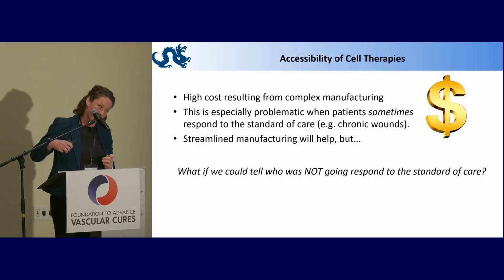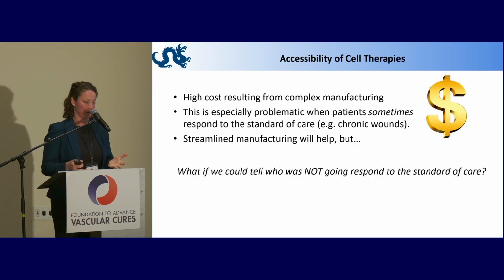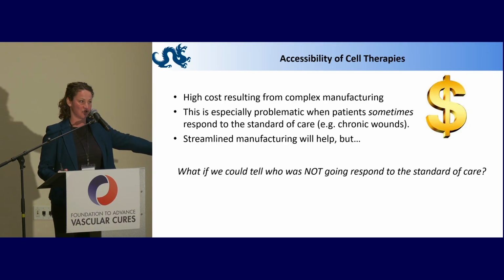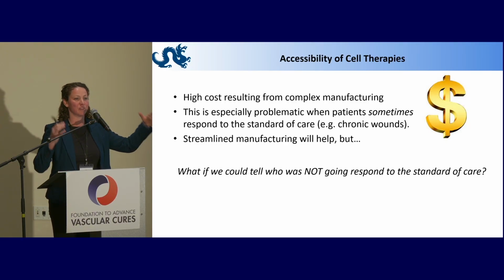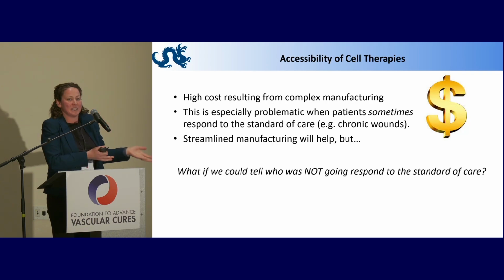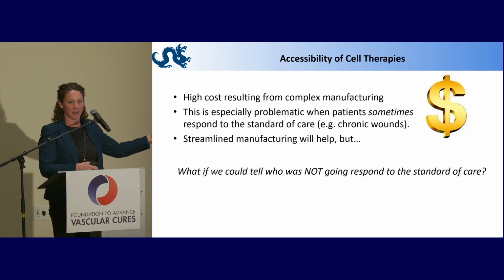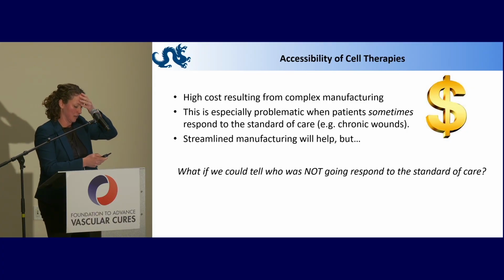But what if we could tell who was not going to heal in response to less expensive treatments? And this is sort of like a uniquely American problem where we need to explain to the insurance companies or to Medicare why we should pay for advanced treatments for these patients. You know, even though with your clinical expertise, you probably can tell this patient has high risk written all over them, but still you have to try 4 weeks of standard of care or something.